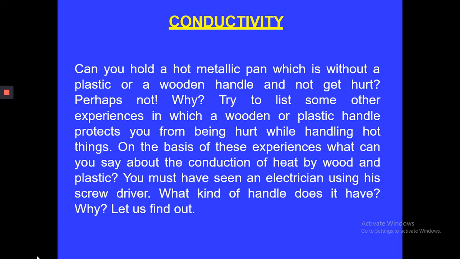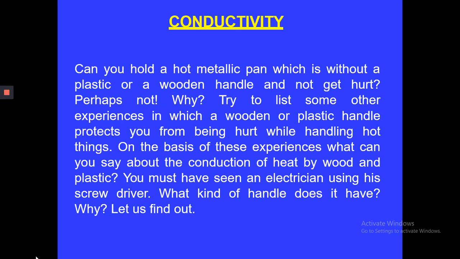We must have seen an electrician using his screwdriver. What kind of handle does it have? So, what are conductors? Conductors are the substances which allow heat and current to pass through them. Metals are conductors, whereas plastic and wood are insulators. What are insulators? Insulators are the substances which do not allow heat and electricity to pass through them. So, plastic and wood are both insulators, and metals are conductors of heat and electricity.